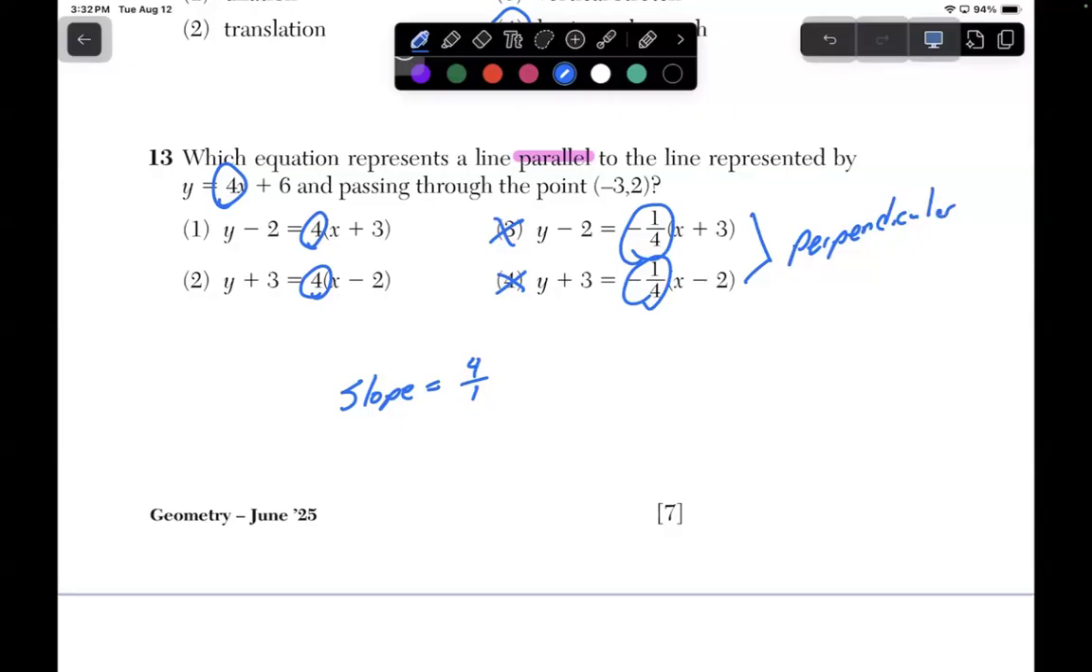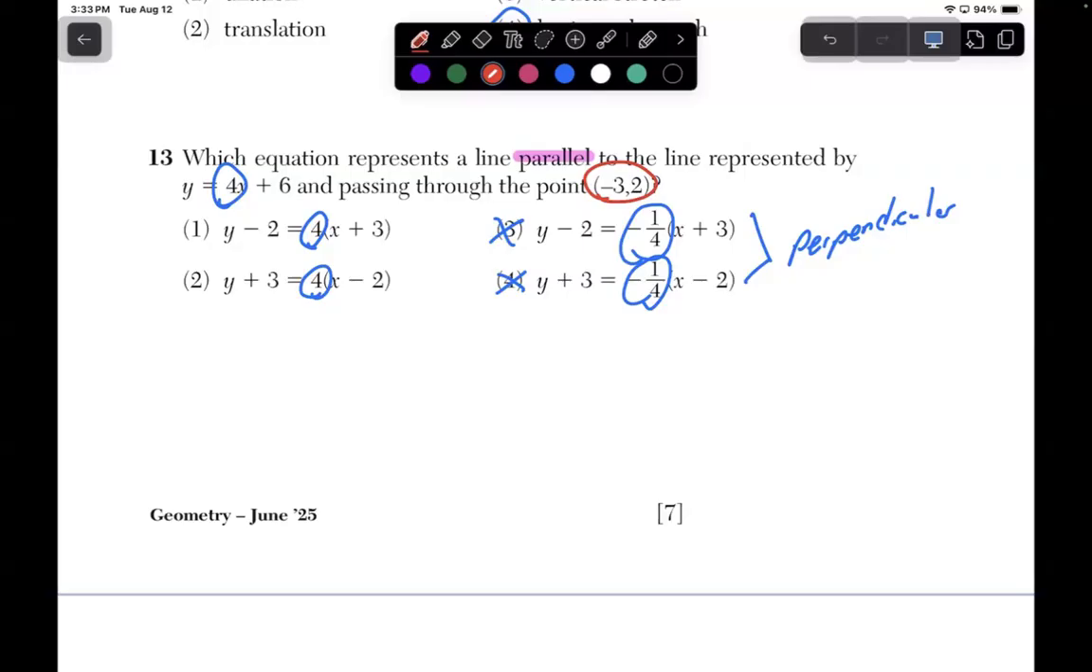Okay. Next thing, once you've identified the slope and figured out which ones it's going to be, what you can do is just plug in the point into the equations and see which one works. So I'm going to plug in the x coordinate and the y coordinate and see which one actually works.